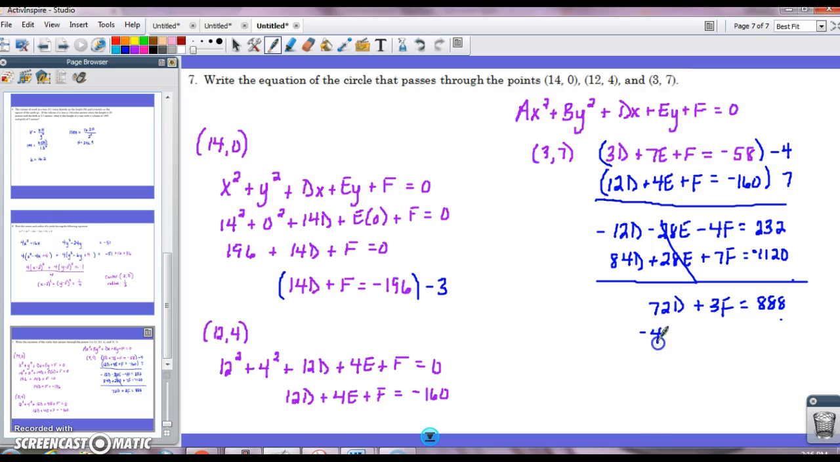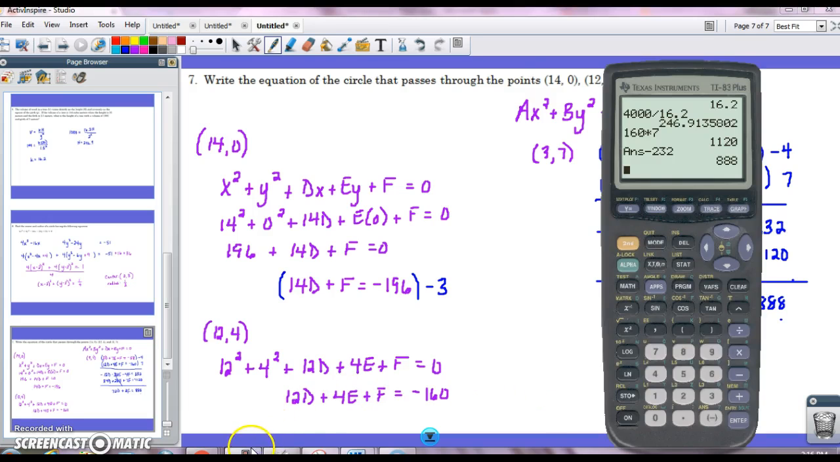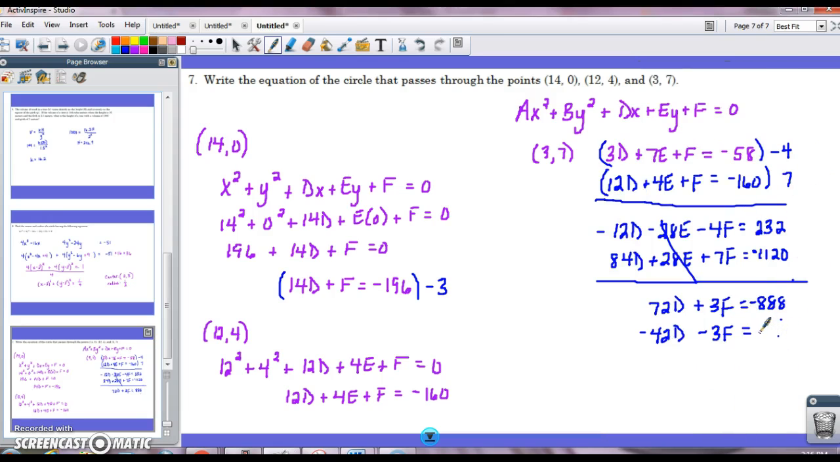If I multiply this equation by negative 3, I end up with negative 42d minus 3f is equal to, oh, this was negative 888, is equal to 196 times 3, that should be 588. Yep, it gives me 588. And those will cancel. That leaves me with 30d is equal to negative 300. So d comes out to be negative 10.